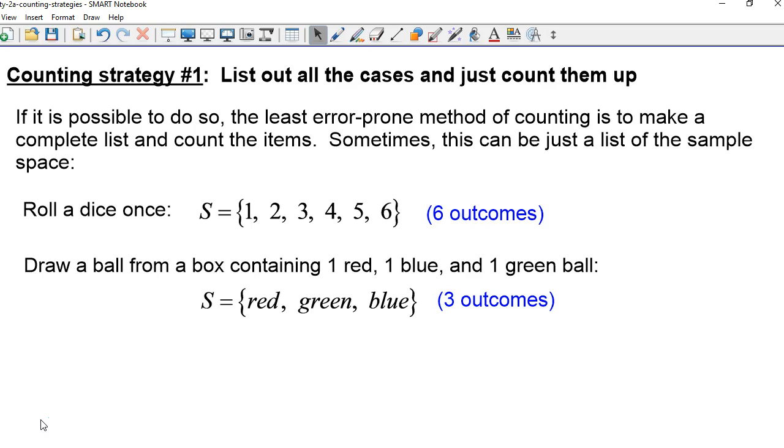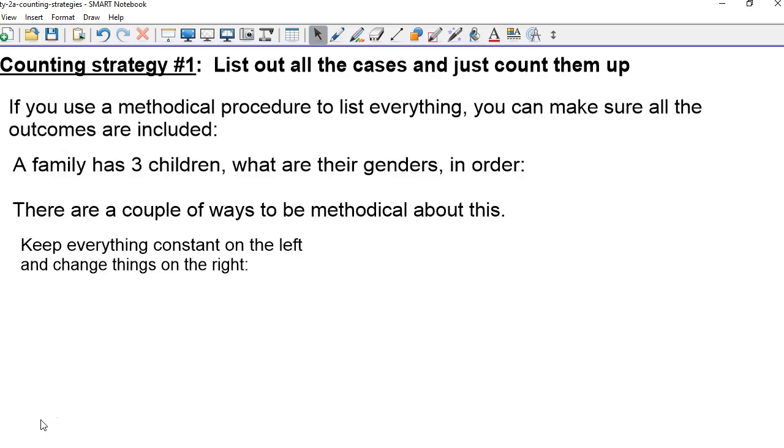So for example, if we're trying to roll a dice one time and it has 6 sides to it, then the outcomes are 1, 2, 3, 4, 5, 6. We can simply list them, and then there are 6 outcomes. Or if we're drawing one ball from a box that contains 1 red, 1 blue, and 1 green ball, then there are only 3 possibilities, red, green, and blue. Those could be listed, and then we could just count them up.